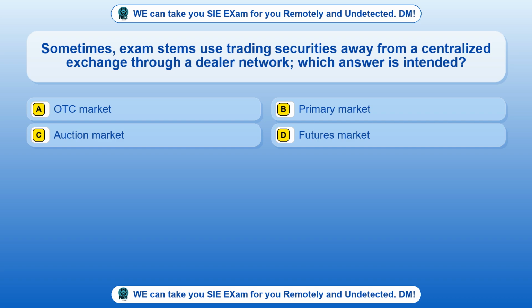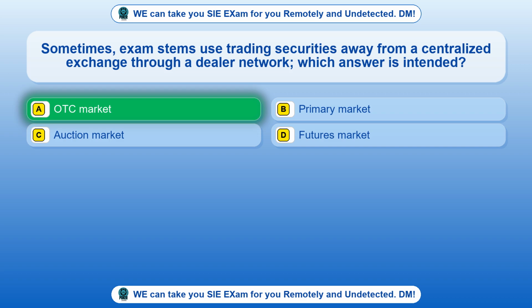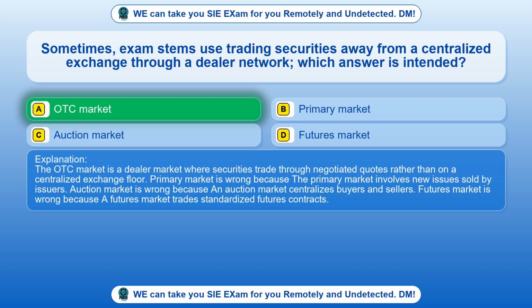Question 45. Sometimes exam stems use trading securities away from a centralized exchange through a dealer network. Which answer is intended? Option A, OTC market. Option B, primary market. Option C, auction market. Option D, futures market. The correct answer is option A, OTC market. The OTC market is a dealer market where securities trade through negotiated quotes rather than on a centralized exchange floor. Primary market is wrong because the primary market involves new issues sold by issuers. Auction market is wrong because an auction market centralizes buyers and sellers. Futures market is wrong because a futures market trades standardized futures contracts.